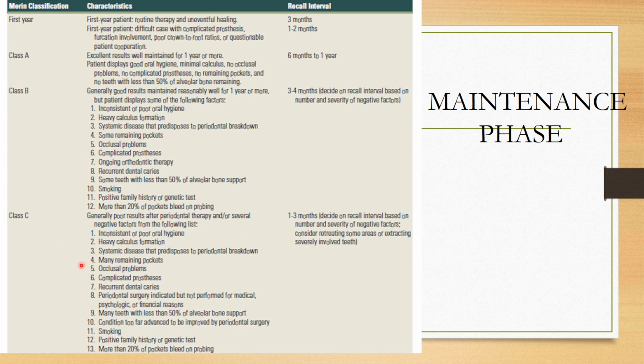And class C, it's very poor results. It is generally poor results after periodontal therapy, very less response to the treatment with all these factors. Then you have to call once in 3 months or once in 1 to 3 months. So that is the maintenance phase.